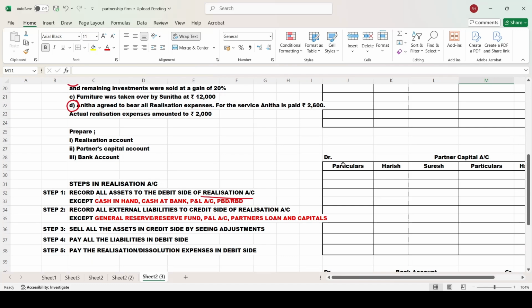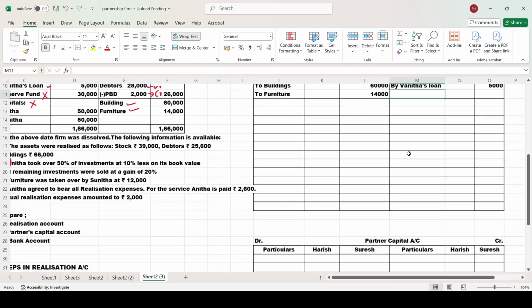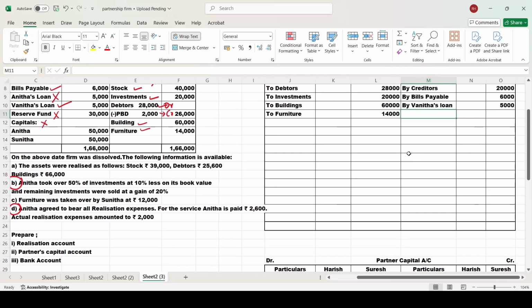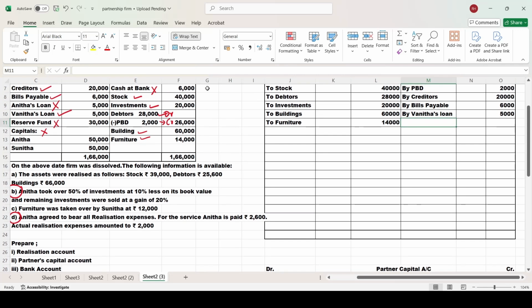We'll go through the adjustments and sell all the assets one by one on your credit side. But before going to that, as we all know, if we have cash at bank here, you should write it as by bank account. If you have cash in hand, you write it as cash account.